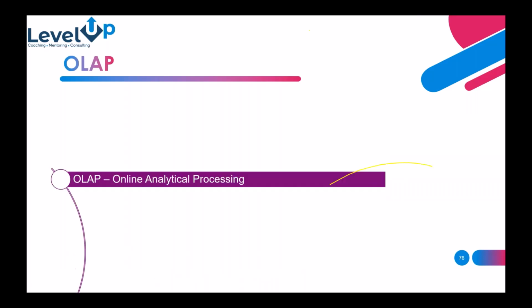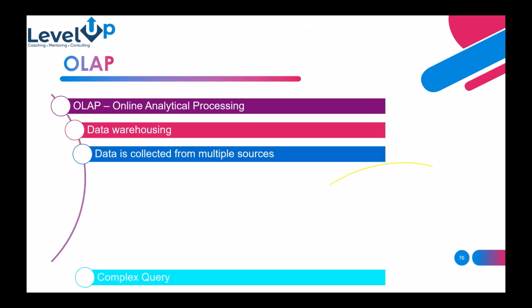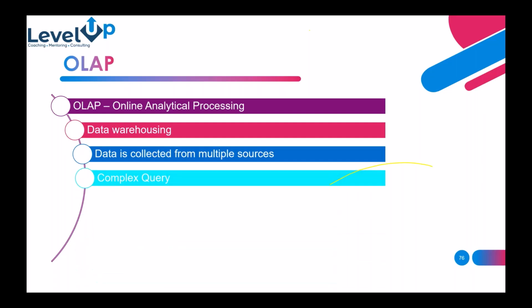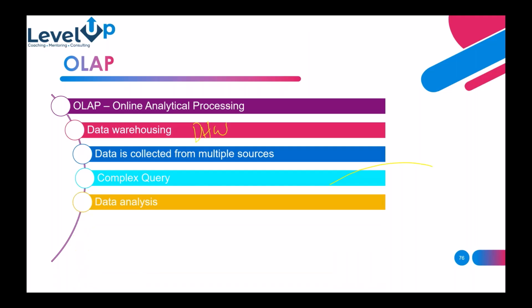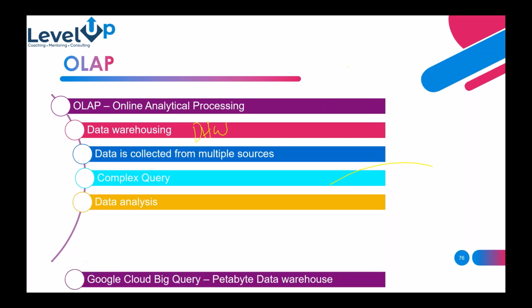Now, if that is OLTP, then what is OLAP? OLAP is basically for online analytical processing. We can simply refer to that as a data warehouse. Okay. Now, every company has, let's say, if there is an application.